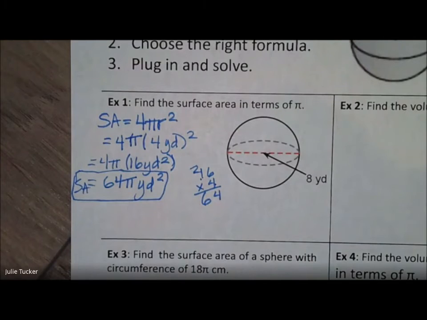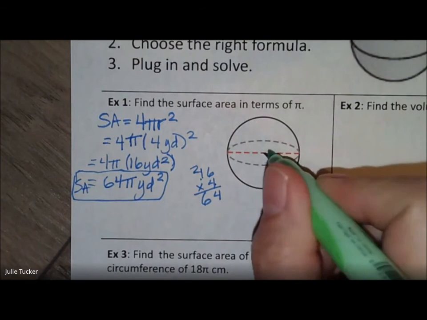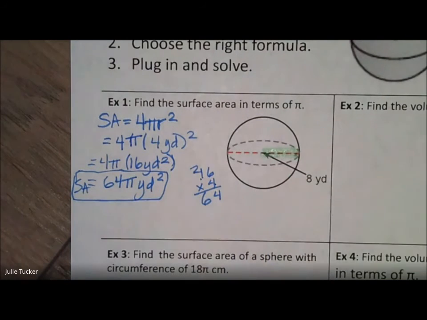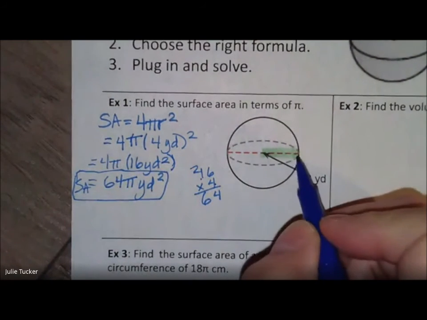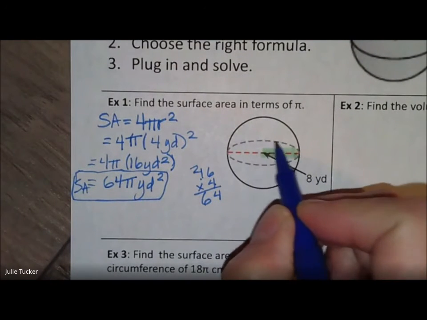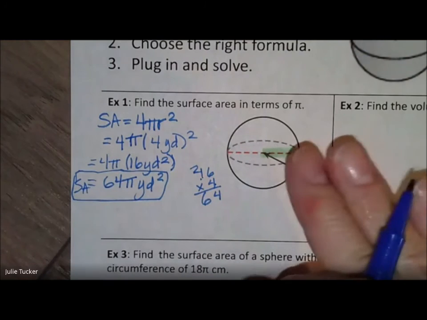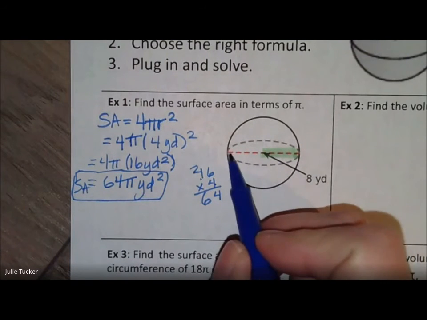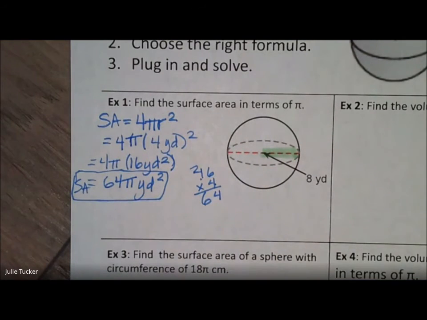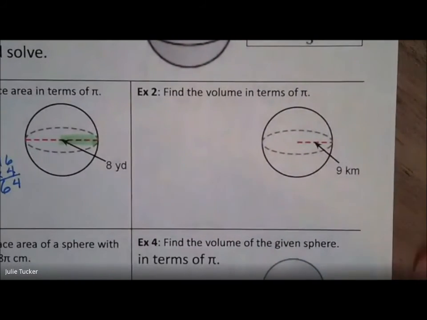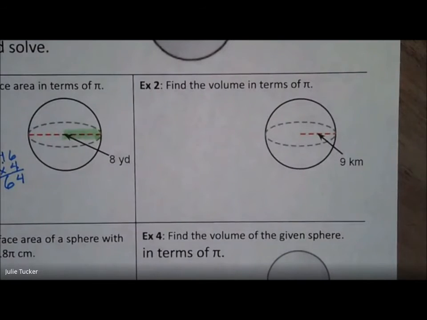So the main thing we had to remember was that a radius is half of the diameter. And you did that like a pro, because they have one dotted line that is showing a circular cross section, and then this red dotted line is showing the diameter. Okay, let's do example 2. Find this volume in terms of pi.